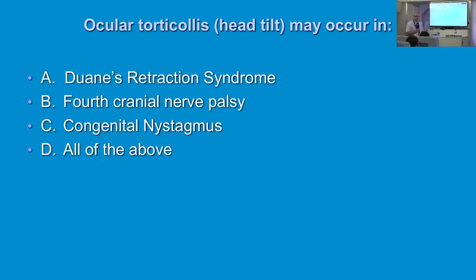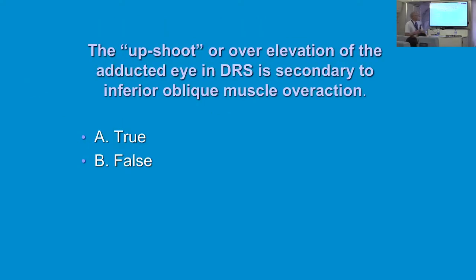Duane syndrome will make you horizontally turn your head toward the side where the palsy is. Fourth cranial nerve palsies make you tilt your head to one side. And congenital nystagmus, same thing. You can have an abnormal face position with a null point or neutral point. In Duane's retraction syndrome, the upshoot or over elevation of the adducted eye is secondary to inferior oblique muscle overaction. Is that true or is that false? What do you think? True or false?